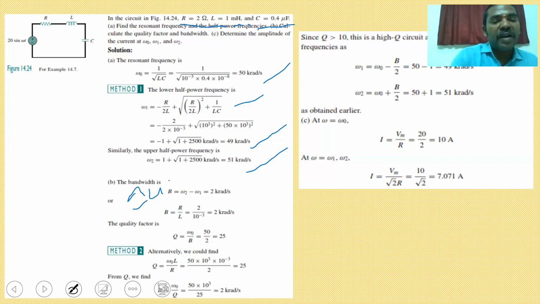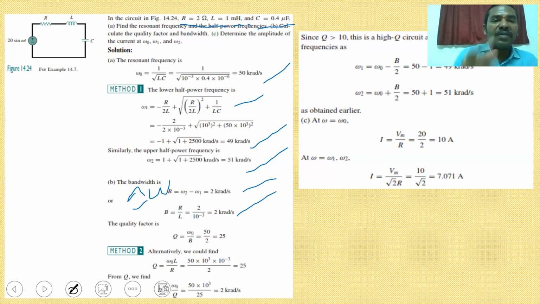Okay, so what is bandwidth delta omega? So delta omega is omega 2 minus omega 1. So 51 minus 49, you can get 2 into 10 power 3 radians or 2000 radians. Also the bandwidth is R by L. So there also you can get the same value. What is your R value? 2. And what is your L value? 1 millihenry. So 1 into 10 power minus 3. Again you can get 2000 radians per second only.